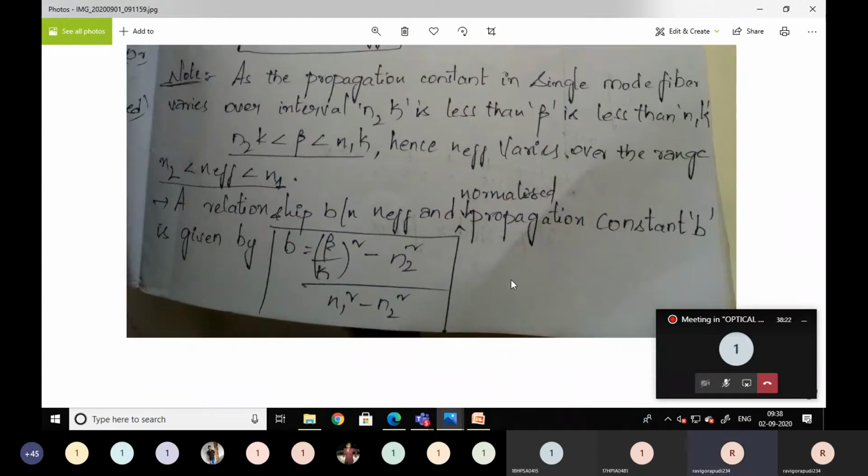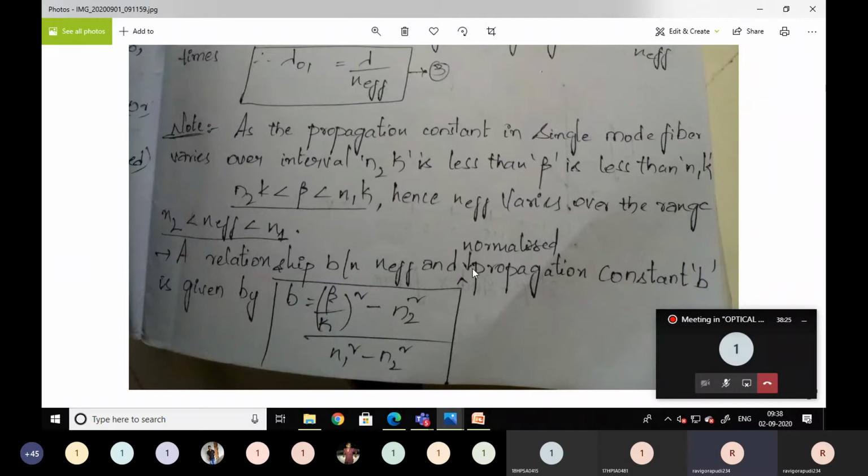Then the final equation is a relationship between the N effective and the normalized propagation constant. Here is another new term we are discussing. The relationship between N effective and normalized propagation constant small b is given by this. We are not deriving it from different wave equations; directly we are taking the final equation.